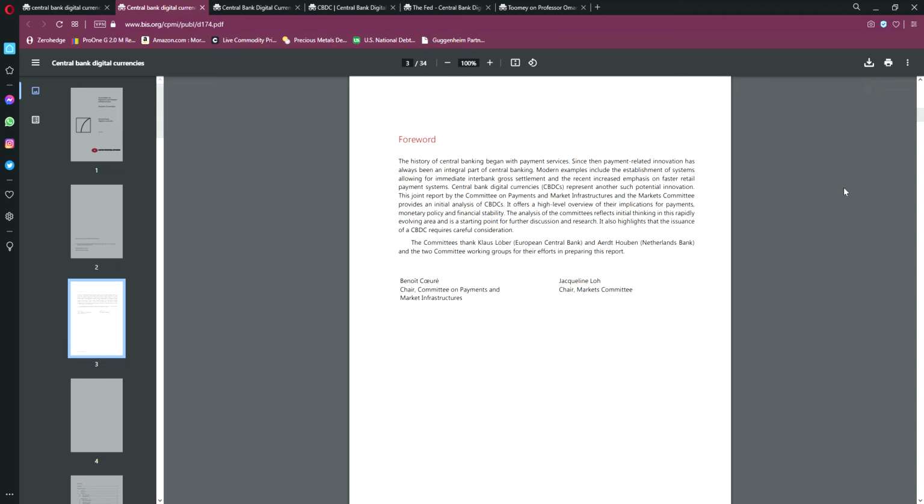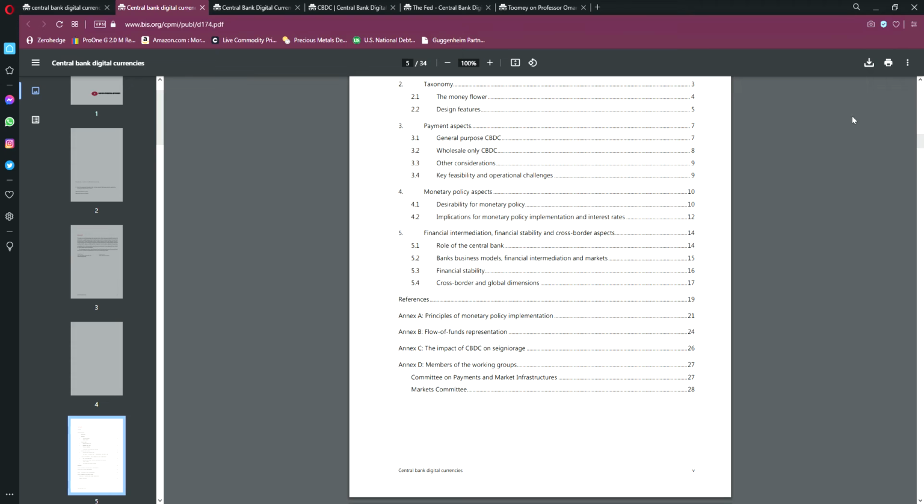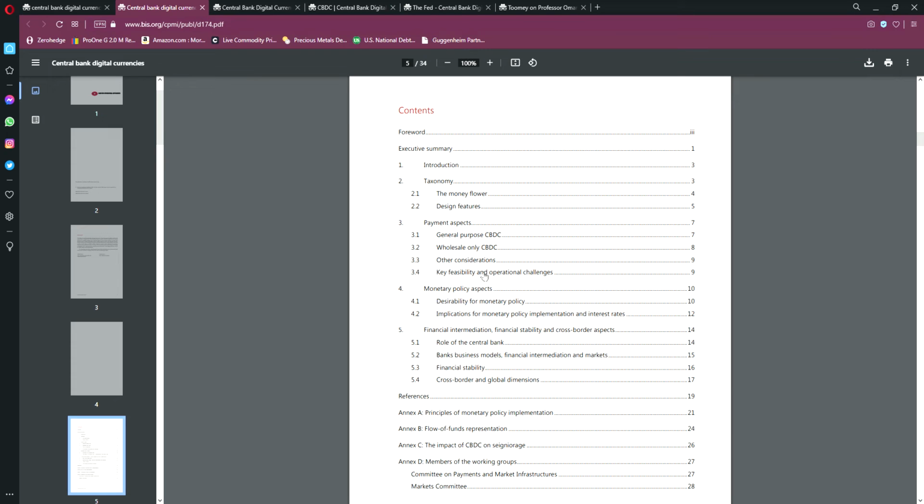The history of central banking began with payment services. Since then, payment-related innovation has always been an integral part of central banking. Modern examples include the establishment of systems allowing for immediate interbank gross settlement and the recent increased emphasis on faster retail payment systems. Central bank digital currencies represent another such potential innovation. And it just goes on to say that they're providing an initial analysis, a high-level overview, and it's a whole lot of technical jargon, but there is something in here interesting.